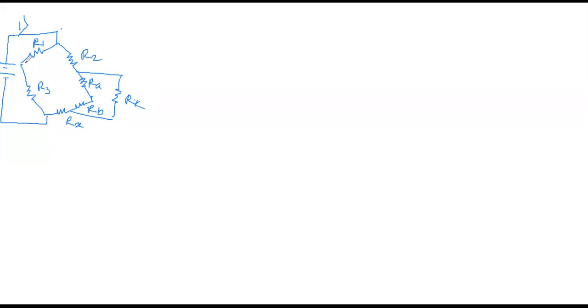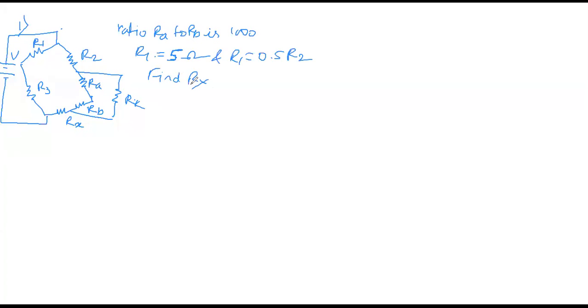So what is given? They have given us the ratio RA to RB is 1000. R1 is 5 ohm. And R1 is equal to 0.5 times R2. Then find Rx.